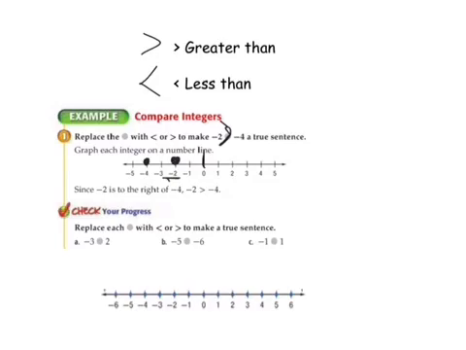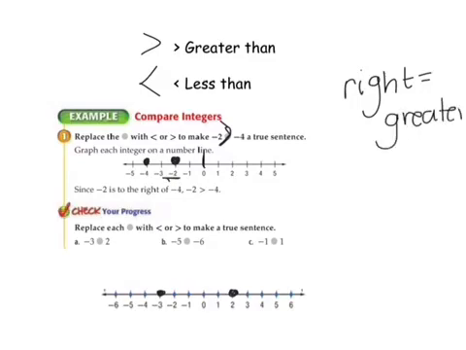Let's try this one. Replace each circle with greater than or less than to make a true sentence. We have -3 and 2. Which one is to the right? The numbers to the right on a number line mean it's greater. So in this case, -3 is less than 2. Or we could write it as 2 is greater than -3.